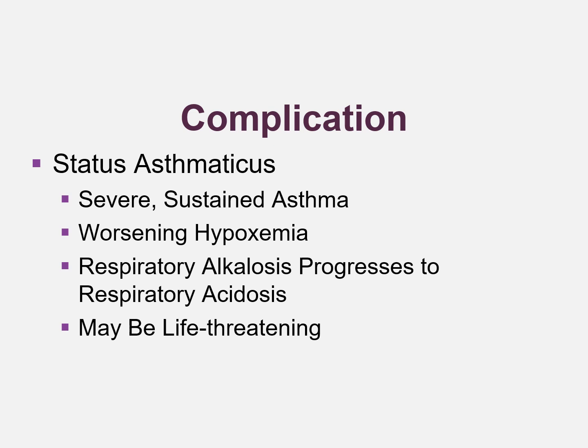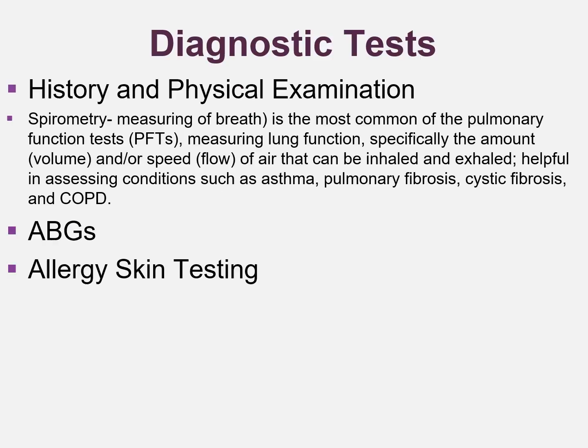Complications of asthma include status asthmaticus, which is a severe sustained asthma attack with worsening hypoxemia, which progresses to respiratory alkalosis, then respiratory acidosis, and eventually it can go into a coma and the person can die.